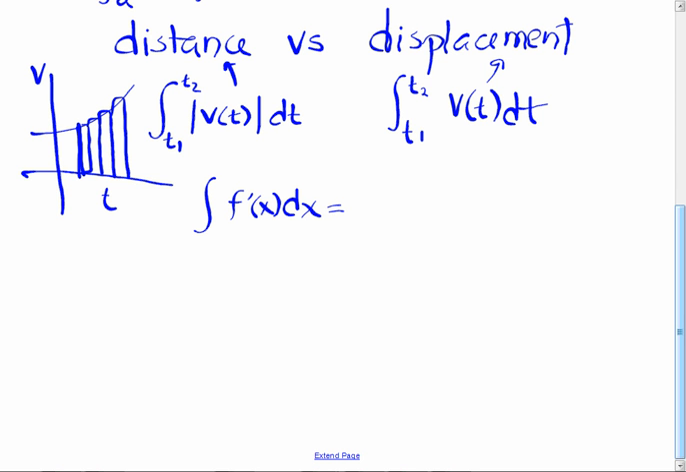Adam, what's the integral of a derivative? It's the original function. And then what do I have to add when it's an indefinite integral? Plus c.